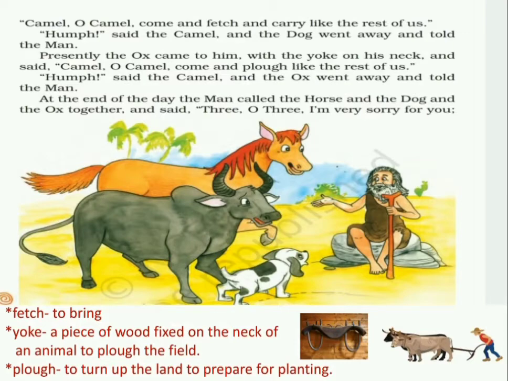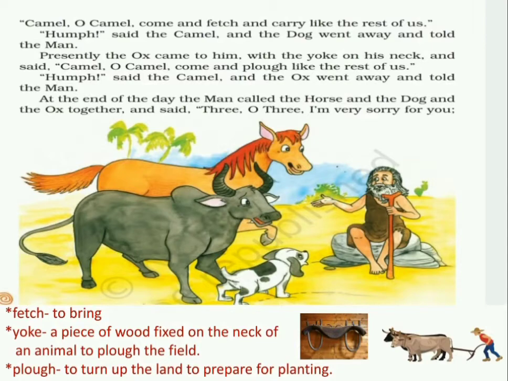At the end of the day, the man called the horse and the dog and the ox together and said, "Three, oh three, I am very sorry for you." So at the end of the day means in the evening he called. Whom did he call? Horse, dog, and the ox. And then he expressed certain things. He said three, oh three. So three refers to these three animals. And he says that I'm very sorry for you.